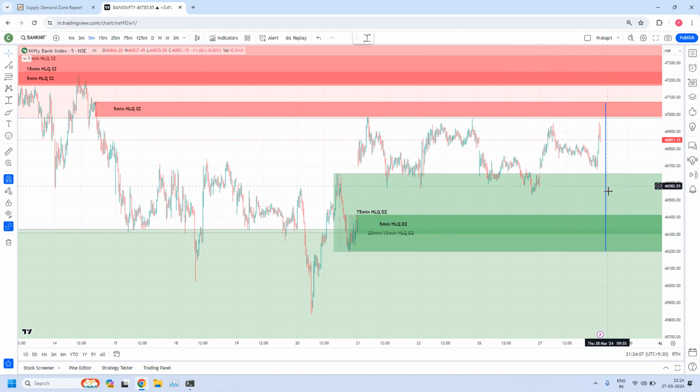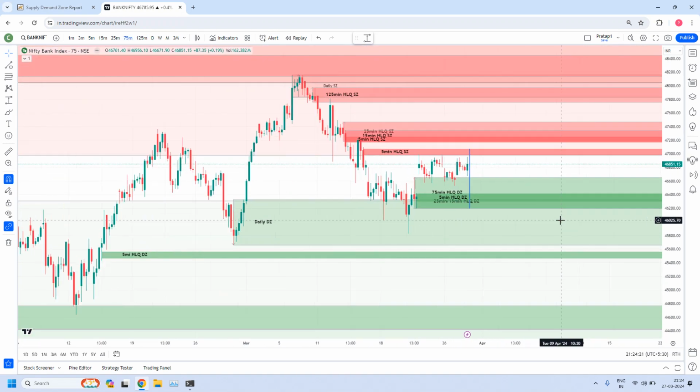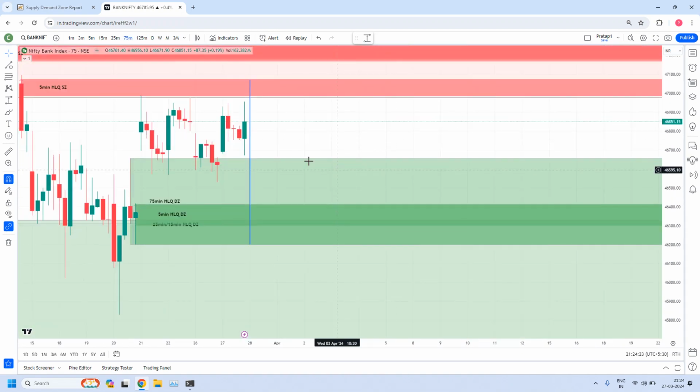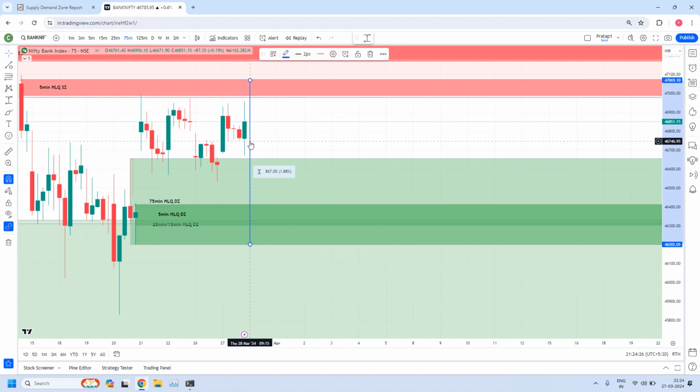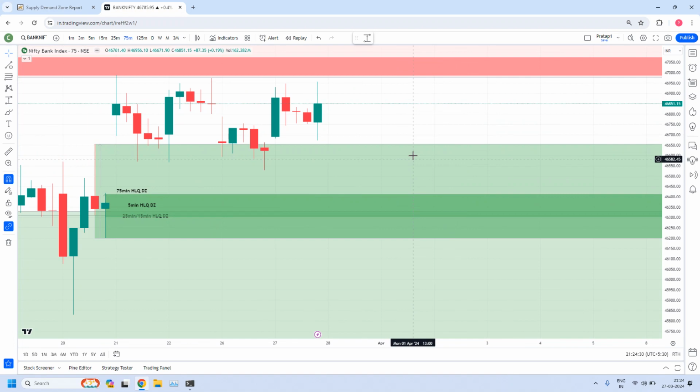Most probably tomorrow also the price movement might be within this area, but there are some changes from the 75 minutes time frame onwards in today's trading session. First, let us move on to the 75 minutes time frame. A new 75 minute zone is created. First, let me delete this line. After that, we will draw. A new zone is created.